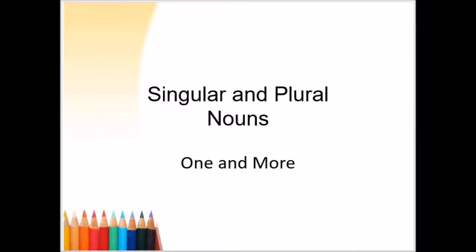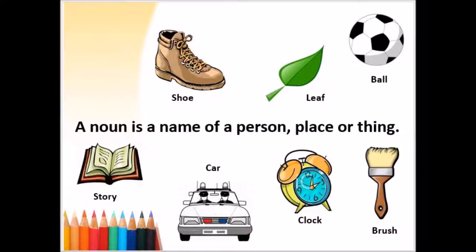Before we get into what singular and plural mean, let's review what a noun is. A noun is a name of a person, place, or thing. We have some examples here, like shoe, leaf, ball.